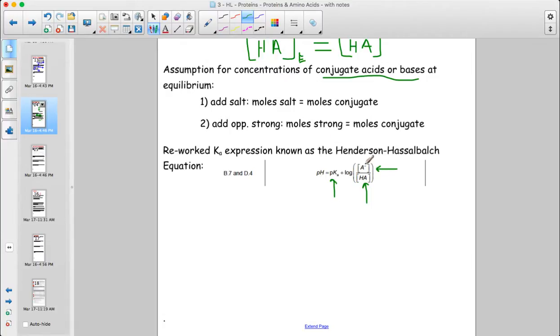If these two concentrations are equal, so if the weak acid and its conjugate are in exact equal amounts, then this becomes a 1, the log of 1 is 0, and pH equals pKa. So when these two things are 50-50, the pH of a buffer will be equal to the pKa of the weak acid it was formed from.